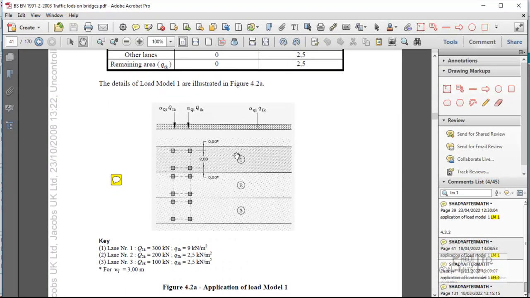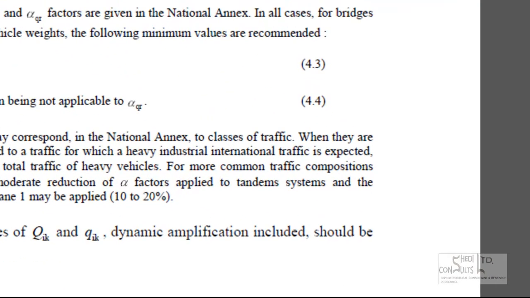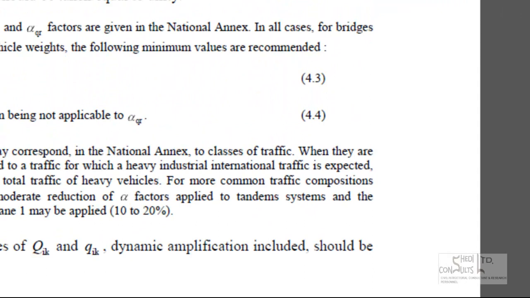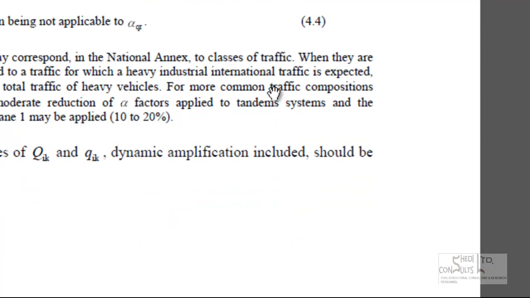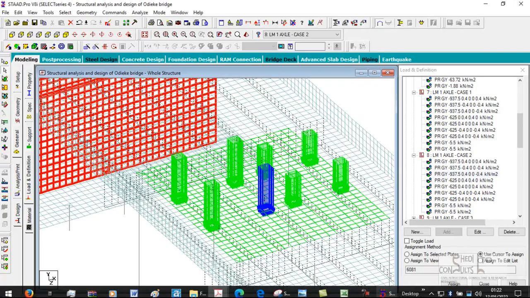So that's the requirement. The code specifies what the adjustment factors should be. These are adjustment factors that are applied on the wheel load. These are adjustment factors to cater for abnormal vehicular impact and the type of suspension on the wheels.